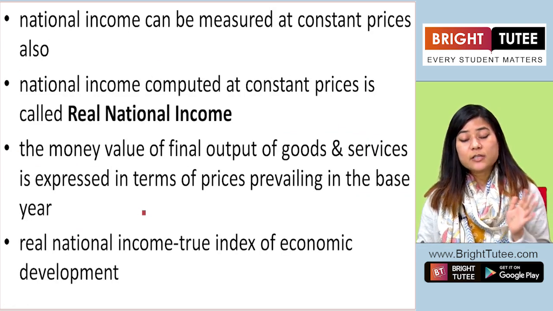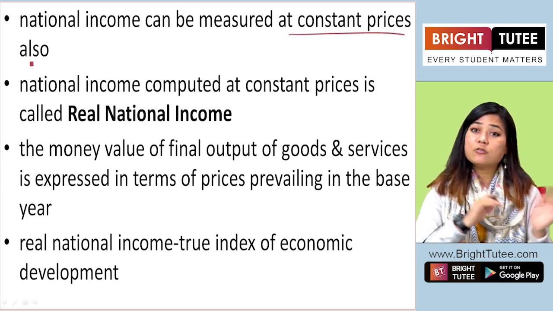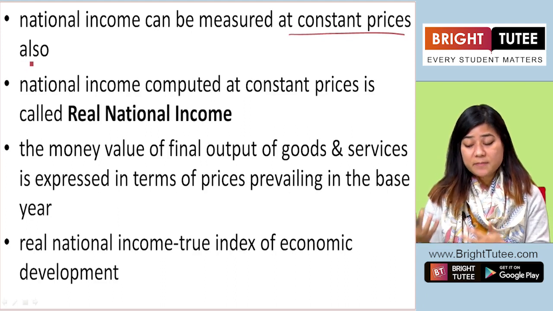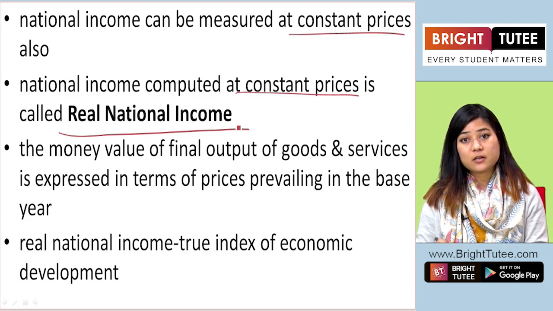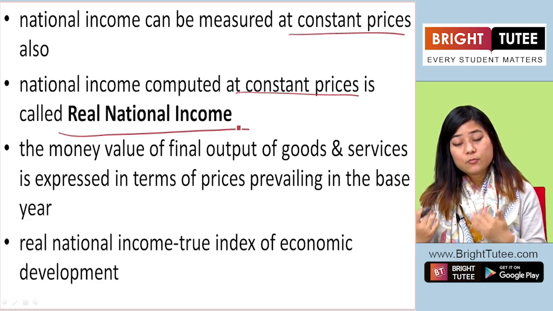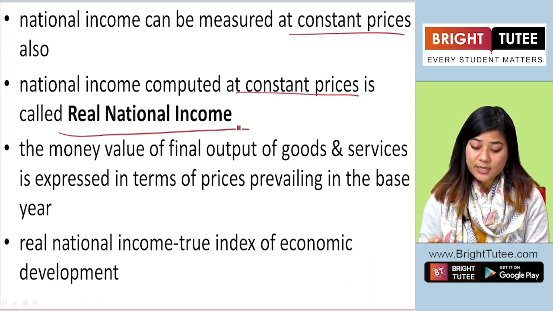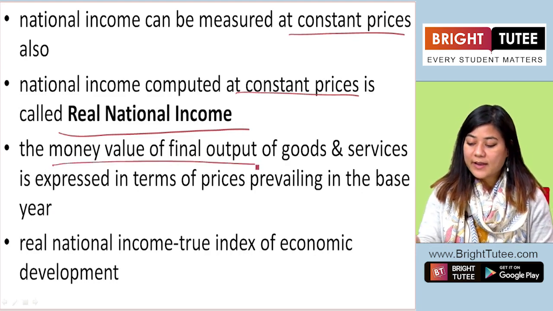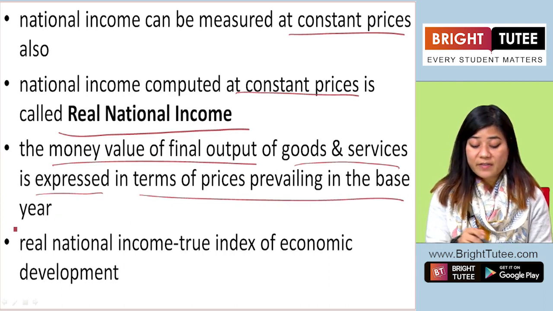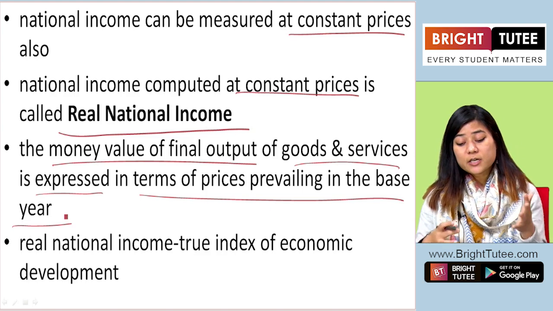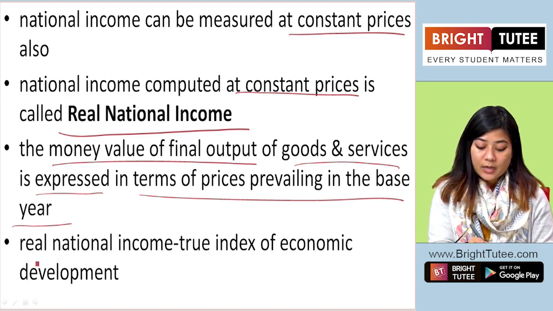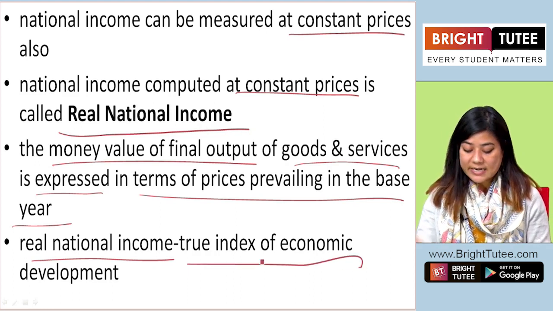Now we know that national income can also be measured at constant prices. We looked at the current prices, now we'll look at the constant prices. The national income which is measured at constant prices is called real national income. The one at current prices is called nominal national income, and the national income at constant prices is called real national income. Here the money value of final output, the final quantity of production of goods and services, is expressed in terms of prices prevailing in the base year. So in the real national income, the prices that prevail throughout the year are taken into consideration.